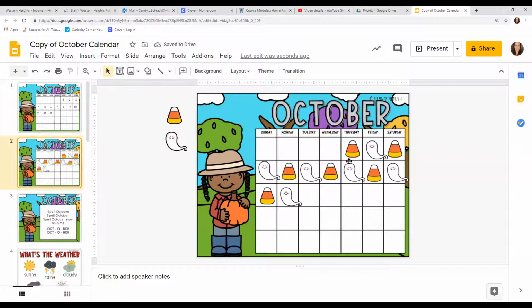So I have candy ghost, candy ghost, candy ghost, candy ghost, candy ghost, candy ghost. What comes next? Candy.